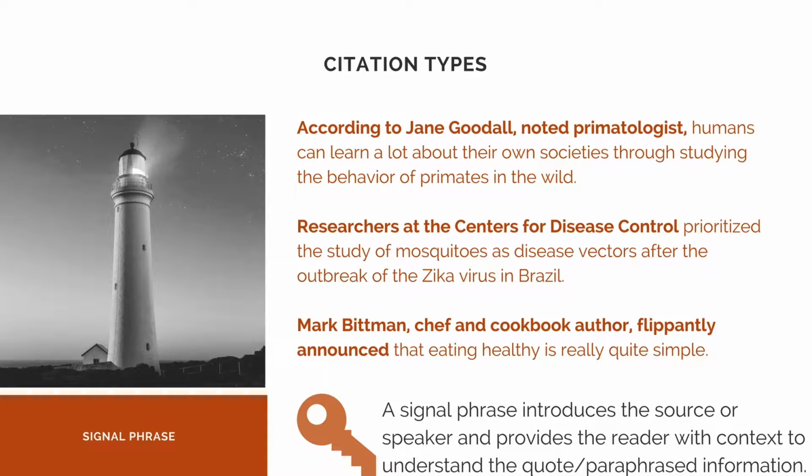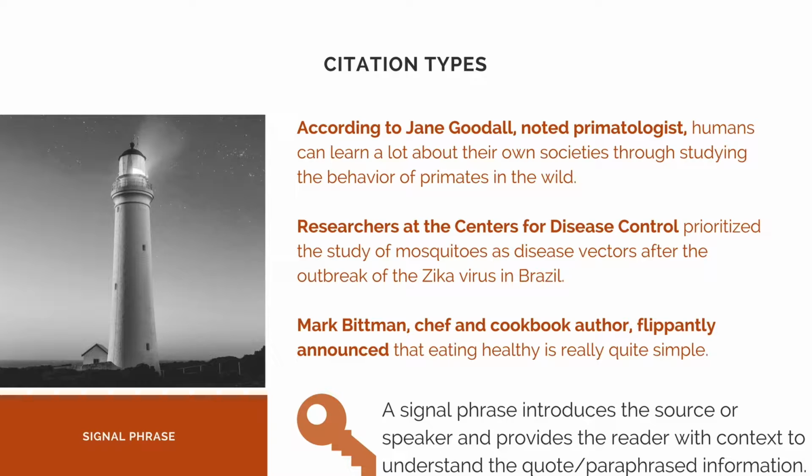In the three examples here, the signal phrases appear in bold. The first example demonstrates the use of a signal phrase as an introductory statement. According to Jane Goodall, noted primatologist, tells our readers two things: the name of the researcher we are referencing and her status in the field. Based on this signal phrase, our reader will hopefully trust what we are about to tell them.